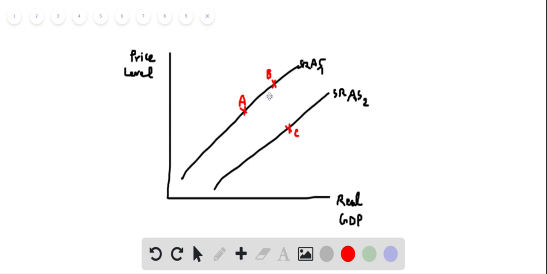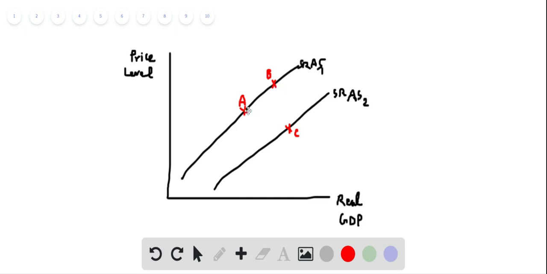From point A to point B, there's a movement along the short-run aggregate supply curve 1 over here, which results from an increase in the price level. As the price level increases, there is an increased potential to further your profit margins, and so suppliers will supply more at a higher price level.